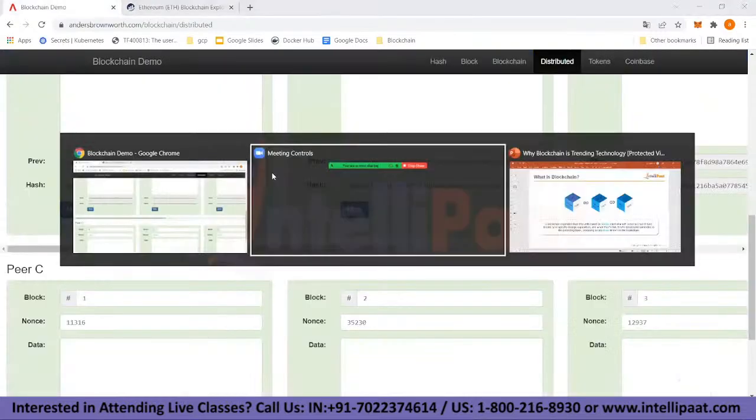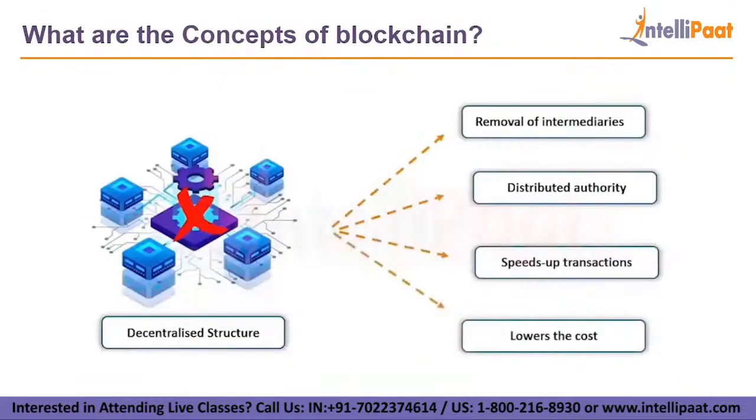Okay, moving on. As I mentioned, it's a distributed authority. So you don't need a middleman anymore. You don't need anyone controlling your network, right? It's distributed. And it speeds up transactions. Like in the example I gave you, transferring money from India to the United States takes days. In Bitcoin or Ethereum, this can be done in 10 to 15 minutes. Now, you must be wondering, 10 to 15 minutes, that's so much time, right?